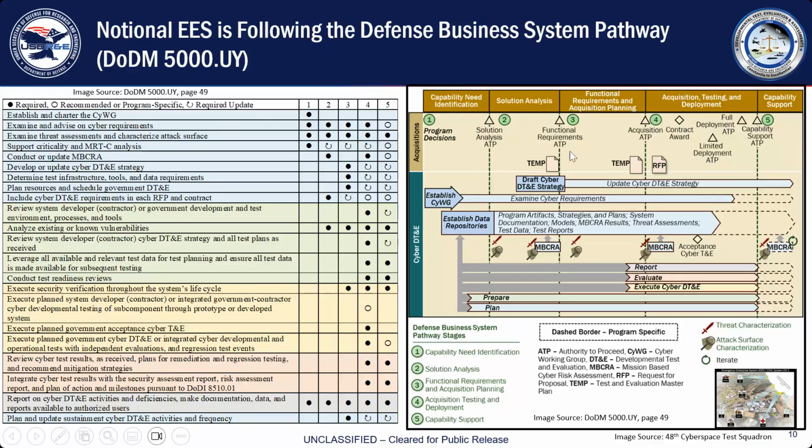So you can see the RFP doesn't even occur until after the acquisition authority to proceed here in stage 4, the green stage 4. Those are stages that we defined in DoD manual 5000.UI. So we defined 5 stages in the defense business system to help orient the activities you would do in DT&E.